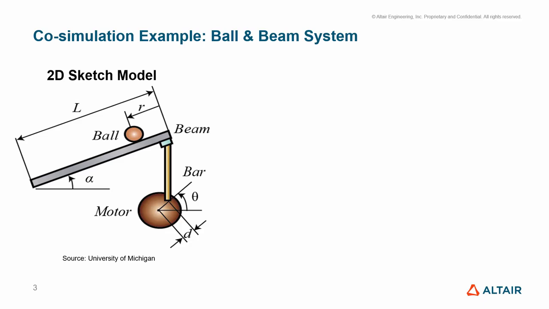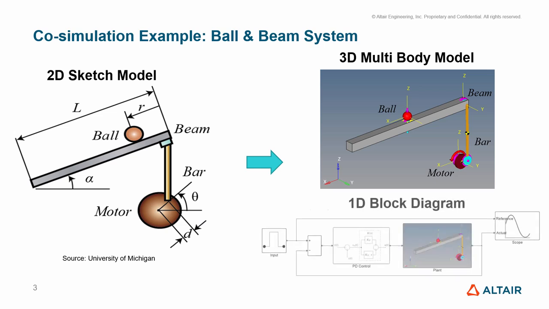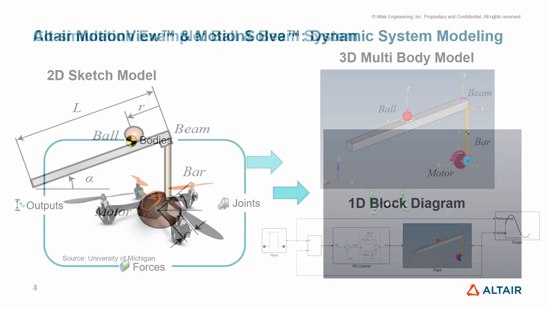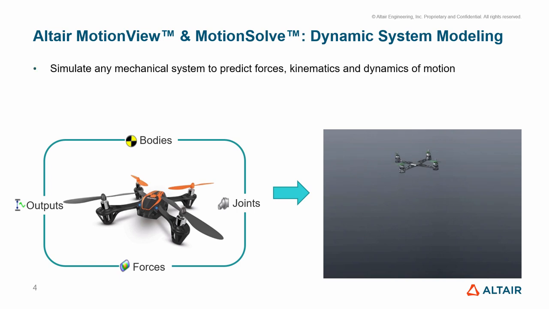So, to solve this system, the 3D model will be modeled in multi-body software, and then that model will be the plant of our 1D control model, based on block diagrams. Regarding our main multi-body platform, where dynamic systems are modeled, we will use MotionView and MotionSolve. With them, we can simulate any mechanical system, predicting force, kinematics, and even the dynamics of the motion.